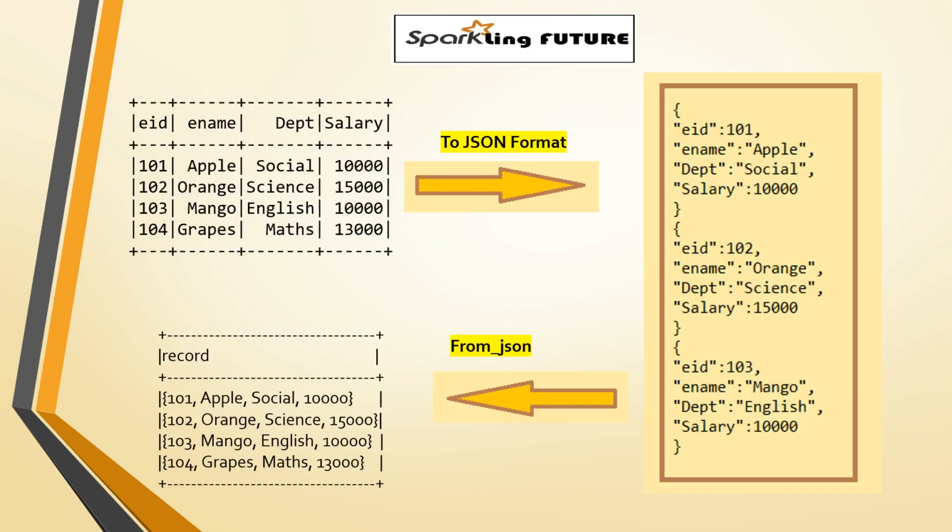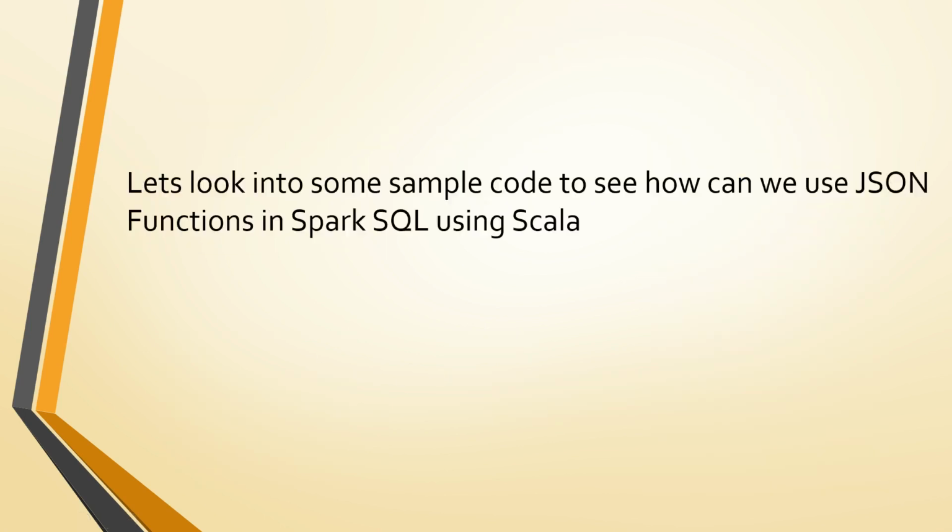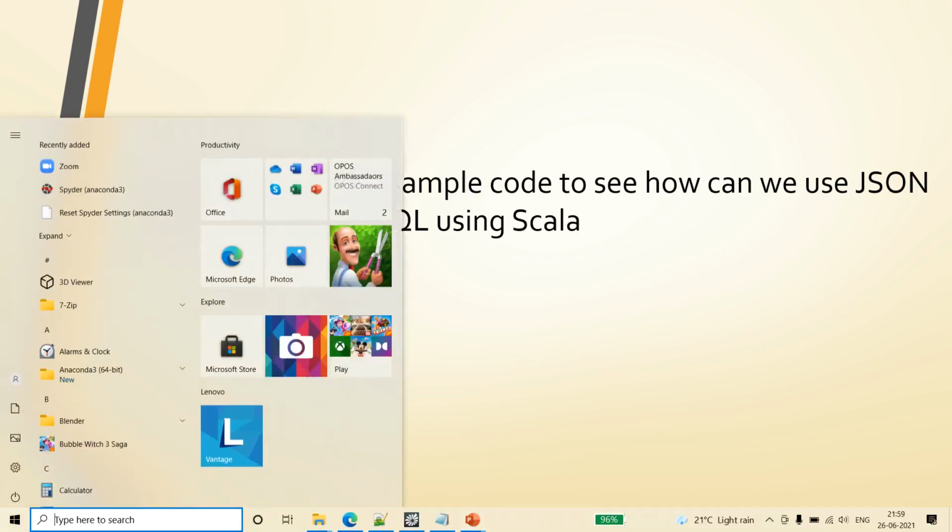So in this video we will take a sample employee data set with employee ID, employee name, department and salary. We will see how to convert that to JSON format with the inbuilt function, and again how to get that back to a structured format using from JSON. So let's look into some sample code to see how we can use JSON functions in Spark SQL using Scala.